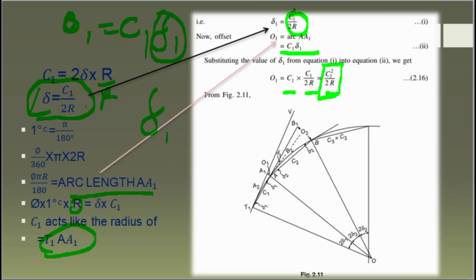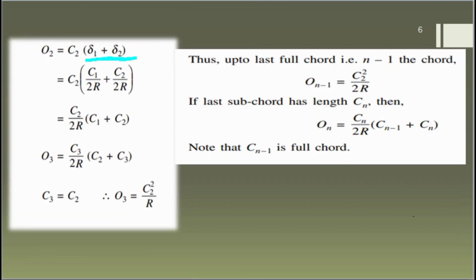That concept is gotten from our earlier offset 1, which was equal to C1 multiplied by that deflection angle. So our second deflection angle will be added to the first deflection angle, so offset 2 will be C2 into brackets deflection angle 1 plus deflection angle 2, found on the diagrams that we had earlier. We have our first deflection angle as C1 over 2R. Our second deflection angle will also produce C2 over 2R.